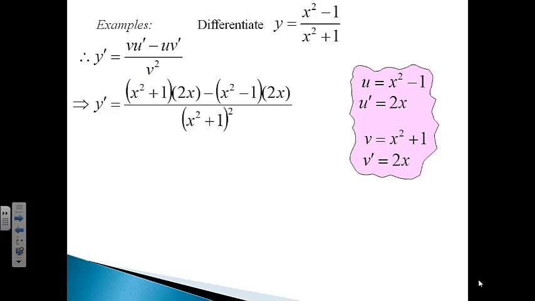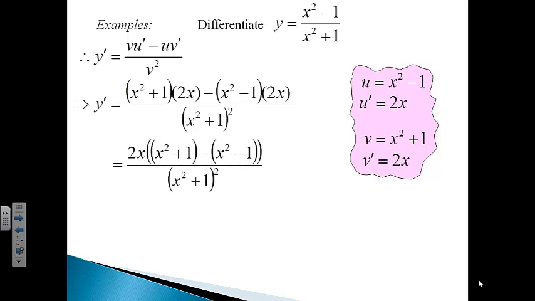And so the v is x squared plus 1 times u prime is 2x, minus u is x squared minus 1 times v prime is 2x, divided by the square of the bottom. Now we have to do some algebra and simplify this. Generally speaking, the algebra part is the hardest part of these problems. If you're going to make a mistake, that's where you wind up making a mistake. So we distribute.